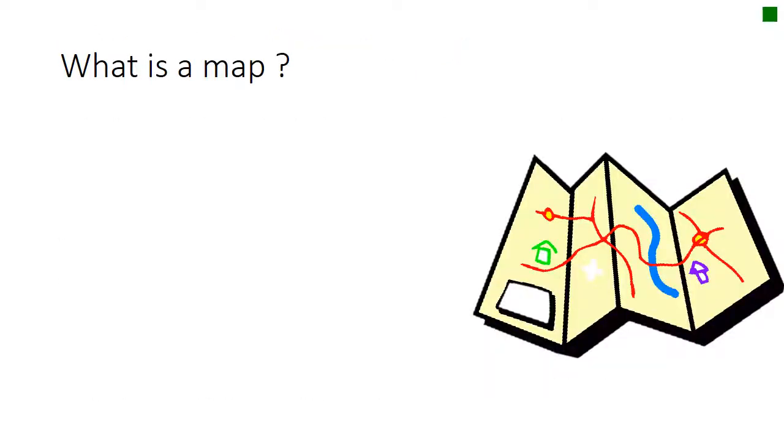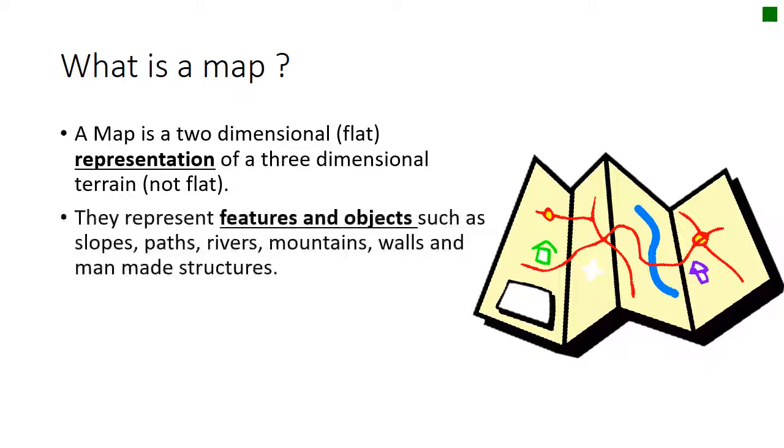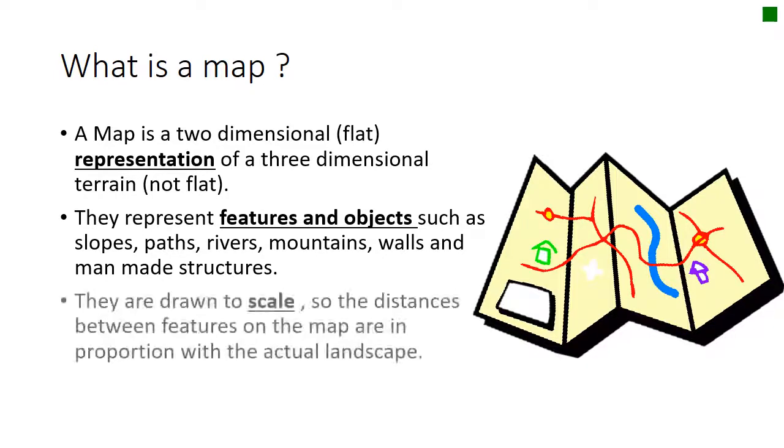What is a map? Well, a very simple definition here for you is a map is a two-dimensional or flat representation of a three-dimensional terrain, in other words, a not flat area. It represents features and objects through using symbols. They could be any sort of man-made or natural structure. So, for example, slopes, paths, rivers, mountains, walls, etc. They're drawn to scale as well, which makes it possible for us to measure distances and know with accuracy how far it is from one place on the map to another.